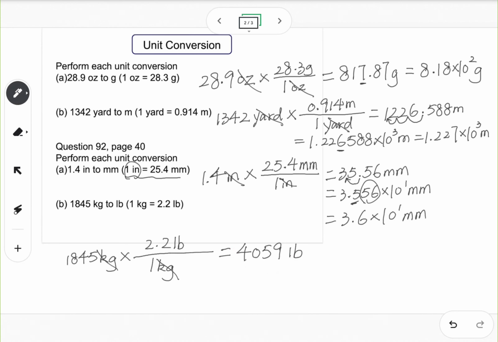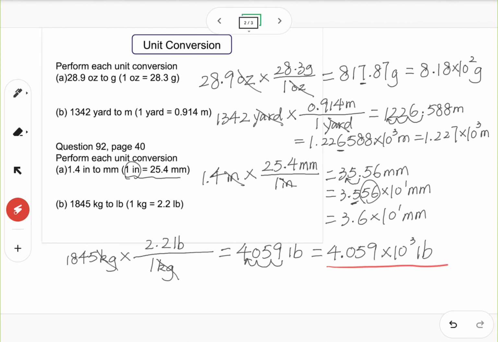So let's use the scientific notation first. 4.059. You move the implied decimal point 3 times to your left. That will give us times 10 to the third pound. Now you consider the significant figures. This number has 4 significant figures. It matches with this number. So this is going to be our final answer.